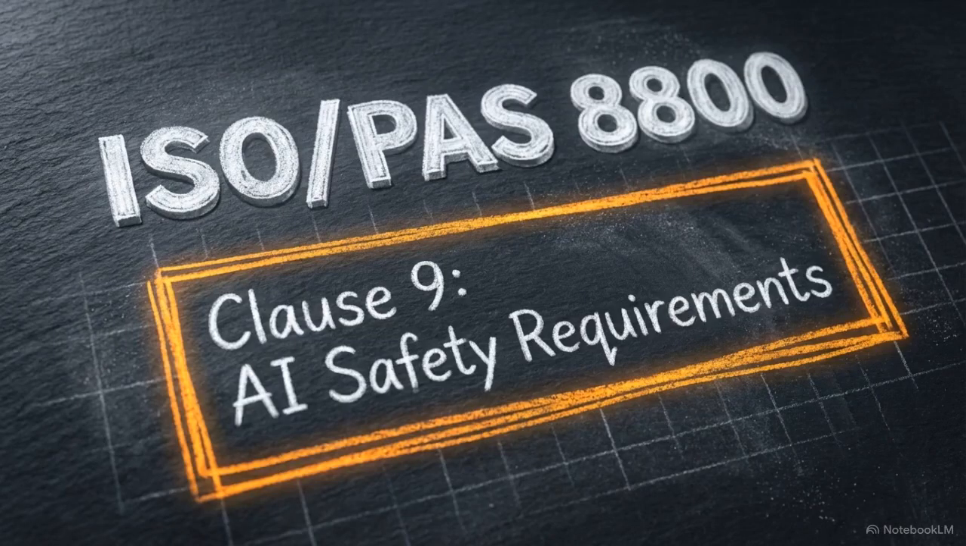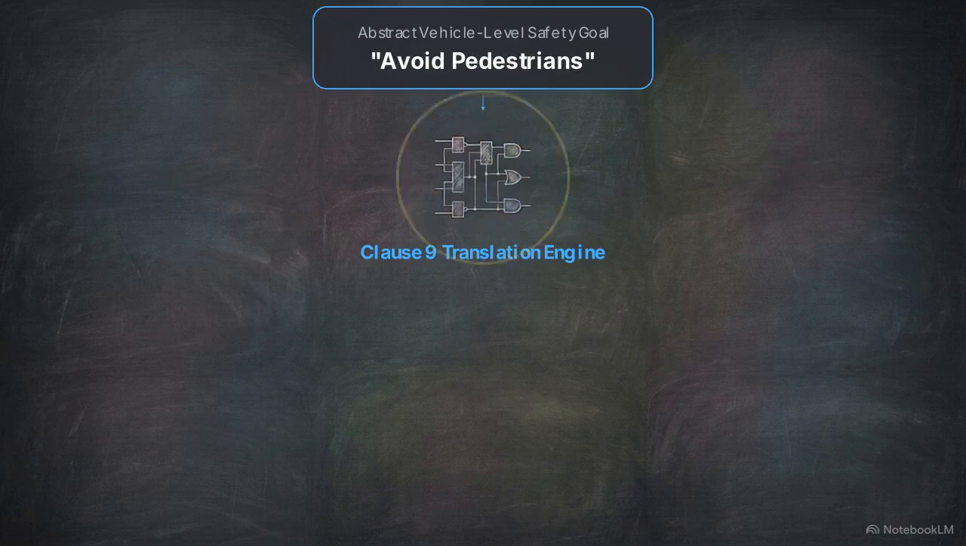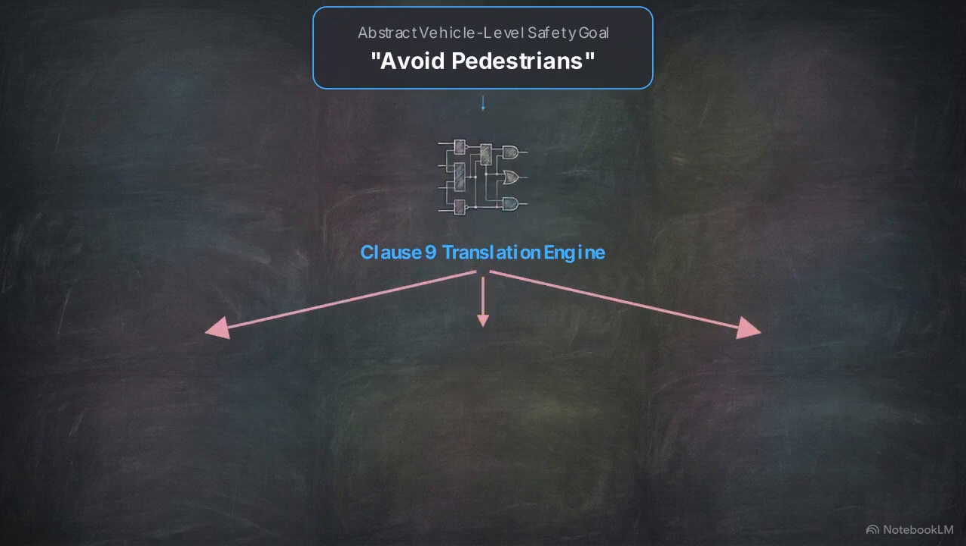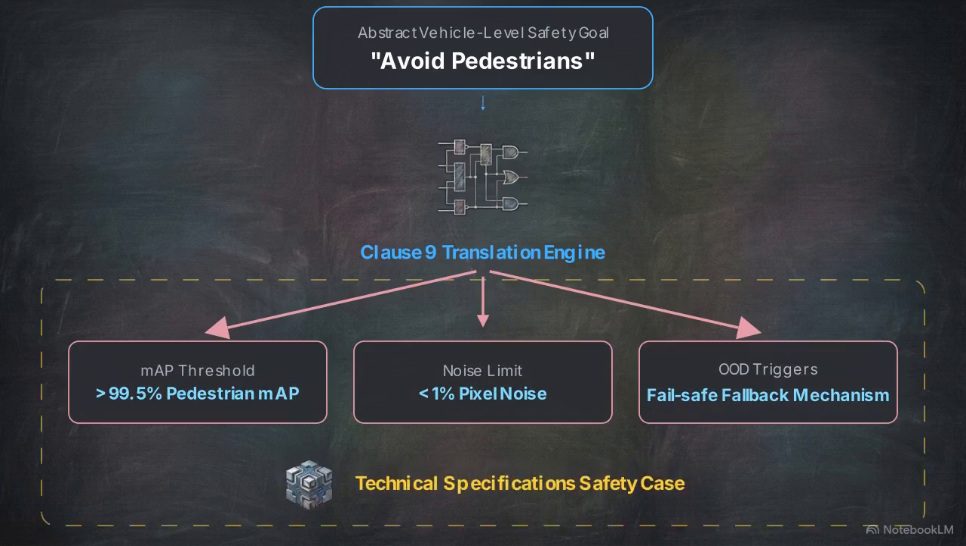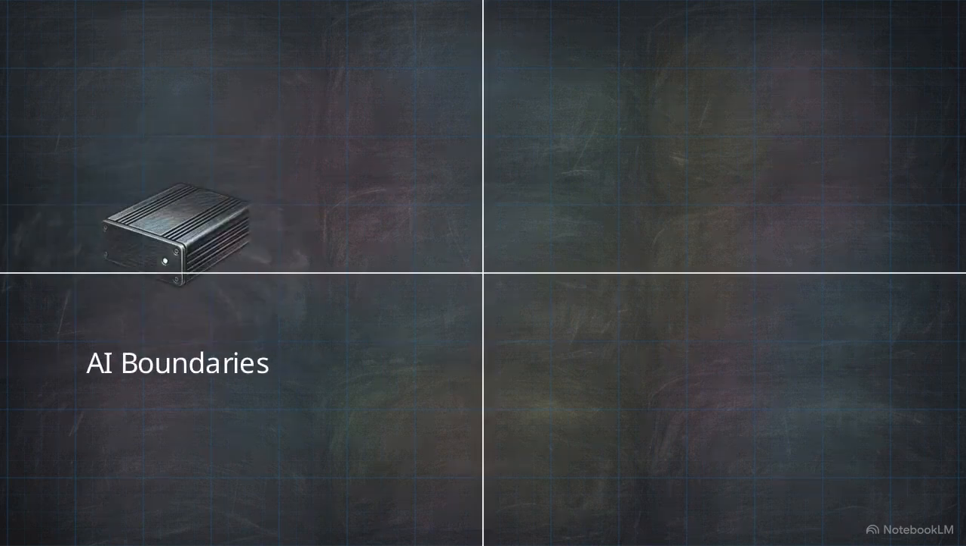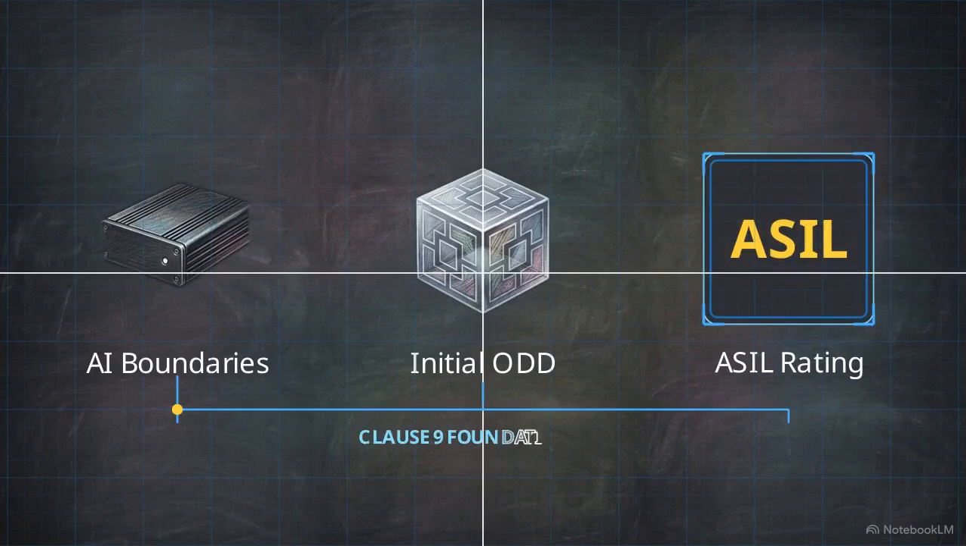ISO PAS 8800 Clause 9 provides the regulatory and engineering framework required to solve the problem of functional insufficiency. Clause 9 functions as a translation engine. It takes an abstract, vehicle-level safety goal, like avoid pedestrians, and converts it into concrete, testable technical specifications that developers can build against. To begin this workflow, engineers require 3 prerequisite inputs: the defined boundaries of the AI system, the initial operational design domain, and the assigned ASIL safety rating.